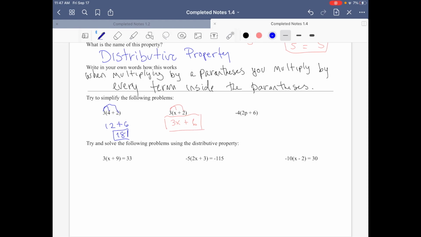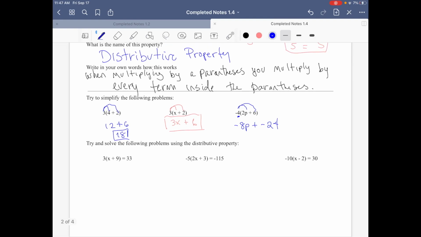Let's check out this last one too. Negative 4 times 2p, that's negative 8p. And then negative 4 times 6 would be negative 24. So all we're doing is I'm taking my multiplier here. My multiplier is negative 4. And if I'm multiplying it by a parentheses, I have to multiply it by every term inside the parenthesis.